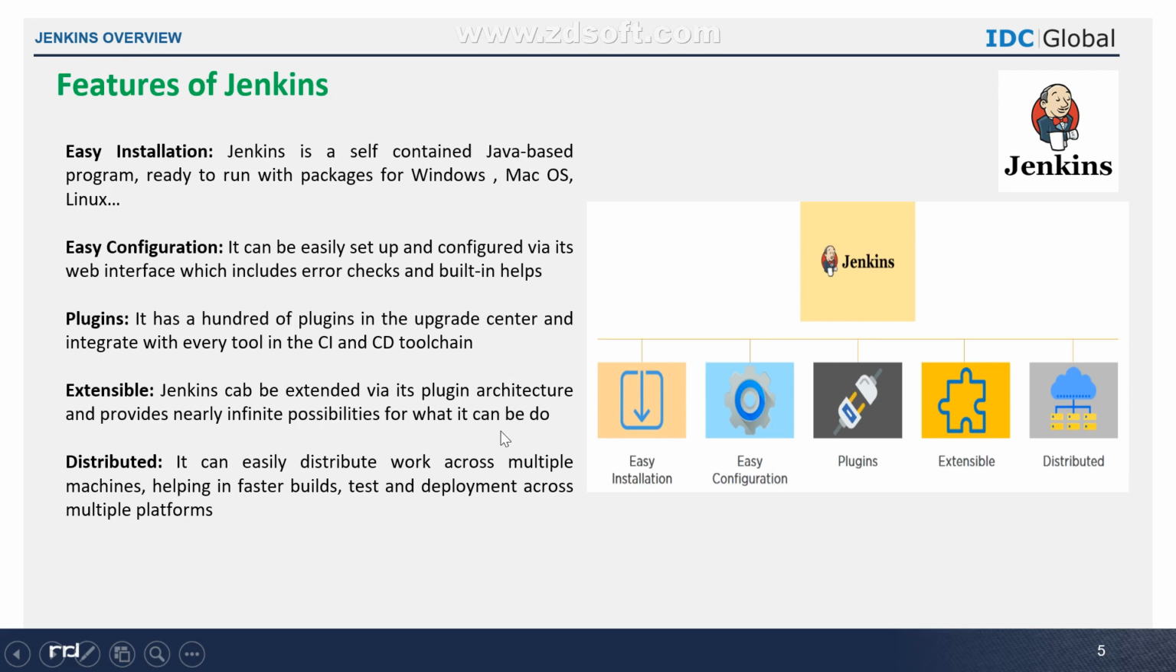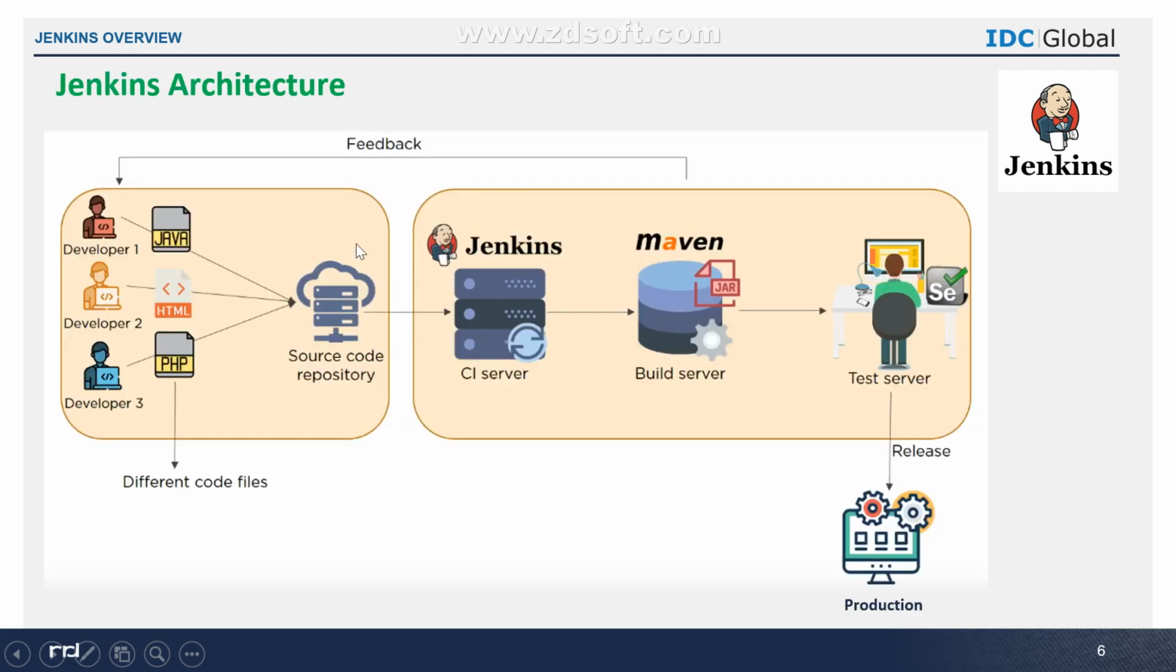We can also easily distribute work across multiple machines, which is nothing but master and slave. If you want to distribute your work across multiple machines for faster builds and testing, we can configure it in a distributed way. This is the master and slave concept. So these are some of the features.